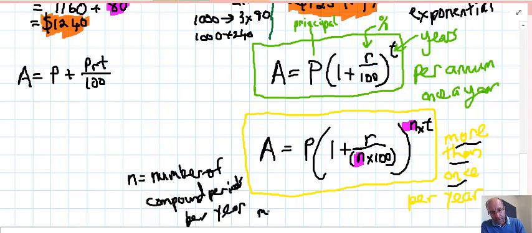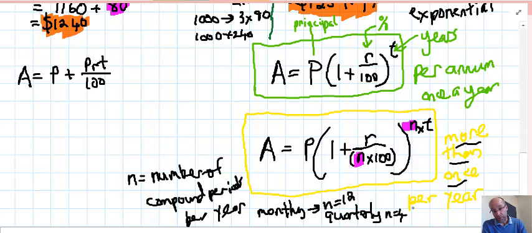and so if it's monthly, n equals 12. If it's quarterly, that's 4 times a year, so n equals 4. Okay, if it's weekly, it would equal 52. So, you know, there are all different ones. Quarterly and monthly are two of the most common. If it's yearly, that n is equal to 1, and we revert back to the top formula there.